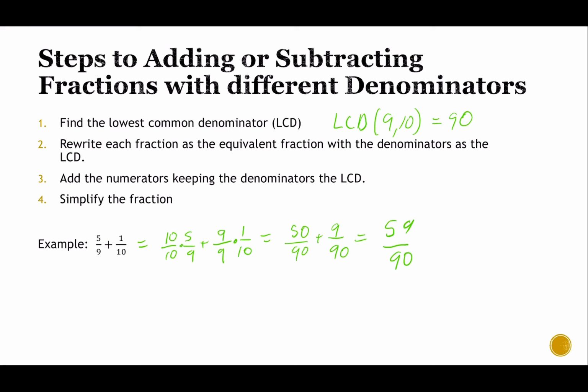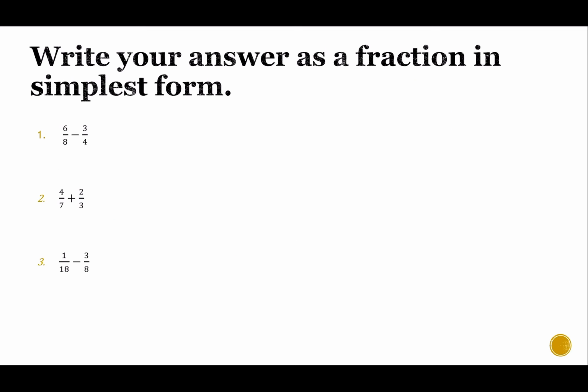Let's work through a few more examples. If I have 6/8 minus 3/4, the LCD of 8 and 4 is going to be 8. So I only have to alter one of my fractions. 6 over 8 minus 3/4. Well, how do I make 4 look like 8? I multiply by 2. So I have 6/8 minus 6/8. Oh, well, my answer is 0.